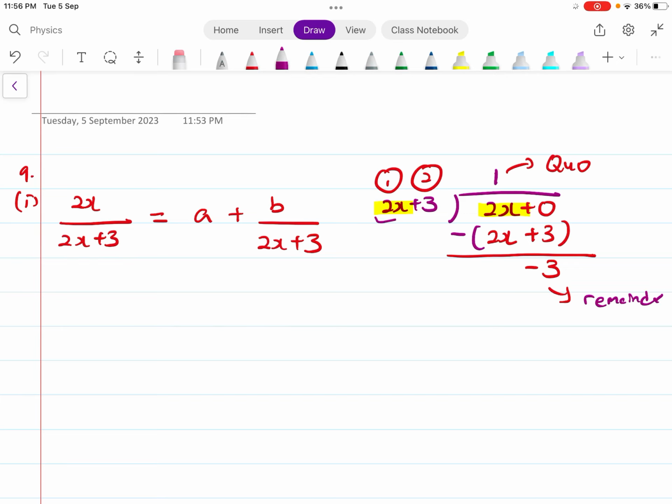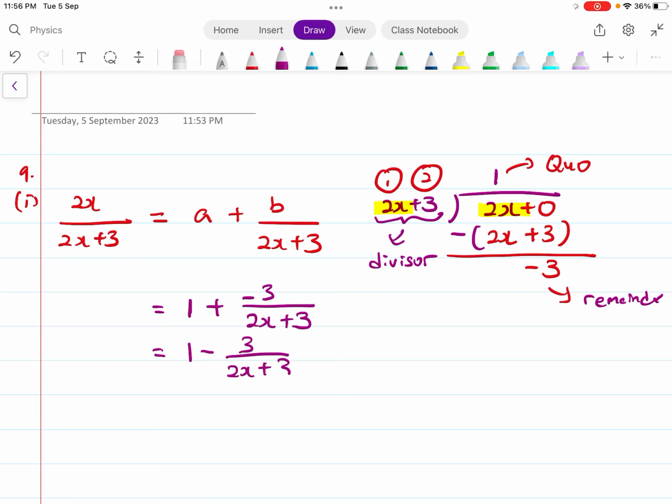Then this 2x plus 3 is what we call the divisor. So you just need to put it in terms of quotient. So a is the quotient, plus remainder over divisor, so it's 2x plus 3. Just make it nicer: it becomes 1 minus 3 over 2x plus 3. So that's the very first part.